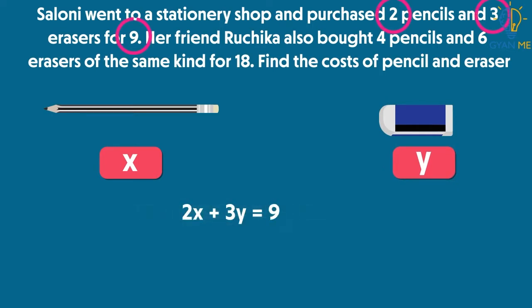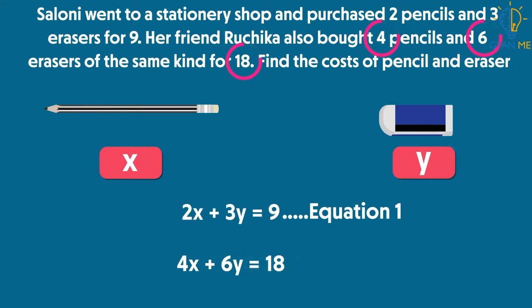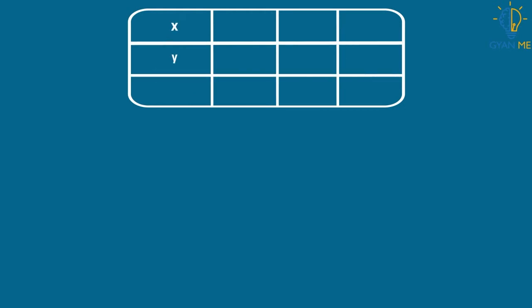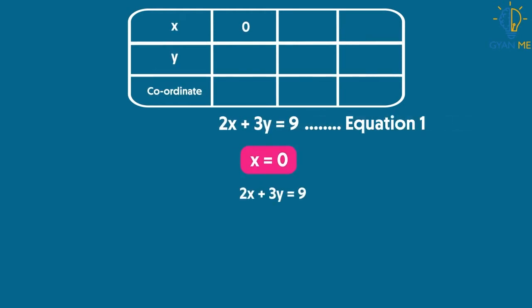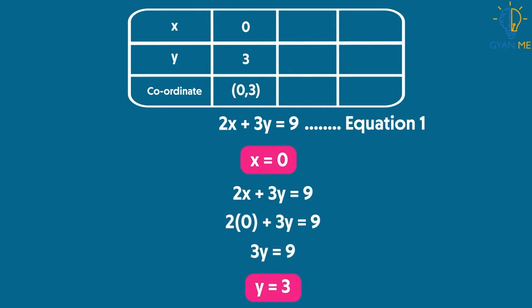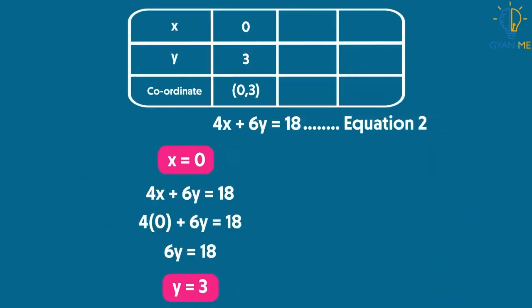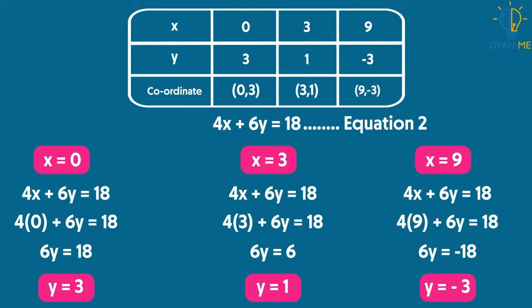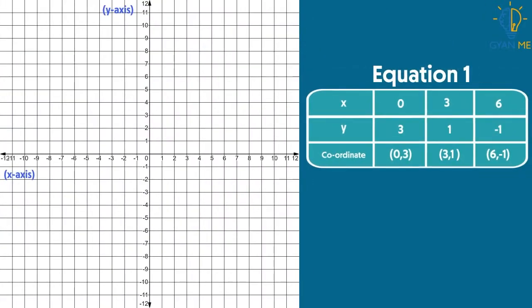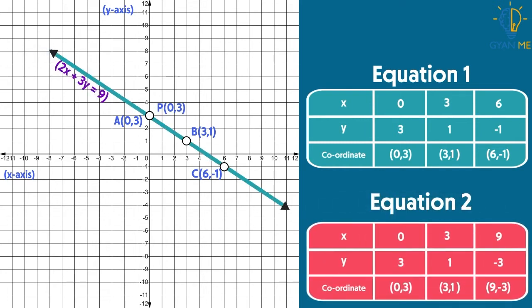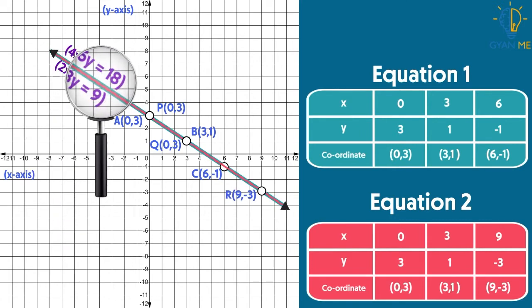2x plus 3y is equal to 9, which becomes our first equation, and 4x plus 6y is equal to 18 becomes our second equation. Obtain the ordered pairs for both the equations by assuming different values of x and solving them to get values of y. Make a proper table and plot the graphs of both equations on the same graph paper by taking proper coordinates. Observe the graph. What do we find?